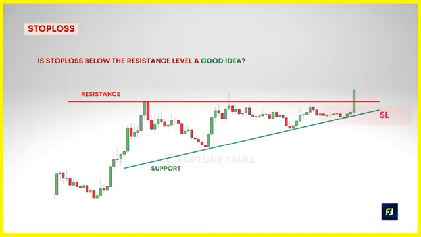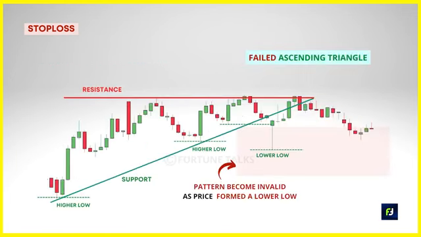So a stop loss below the resistance level is not a very good idea. So where else will you place it? Think about it. What is the ideal place to set a stop loss so that if the market reaches it, you know the ascending triangle pattern is invalidated? Since the pattern forms higher swing lows, if the price moves below the recent swing low and forms a lower low, then we can be sure that our analysis has gone wrong.